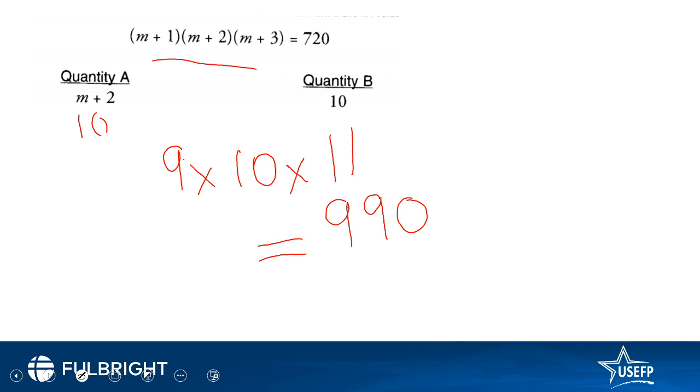So 10 is not the correct option. We've eliminated C. C is not the correct option. We're getting a number 990, so M plus 2 cannot be 10; it has to be less than 10. So quantity A is greater, because M plus 2 has to be less than 10.